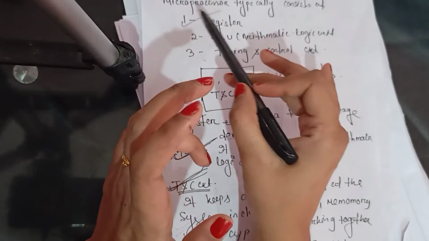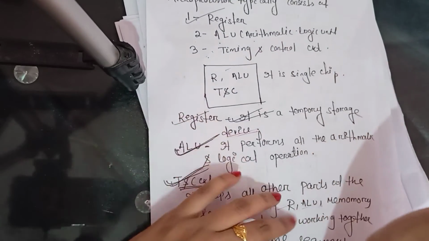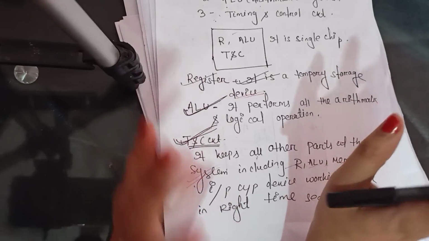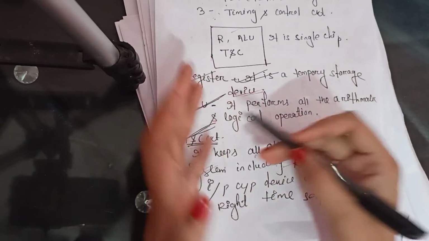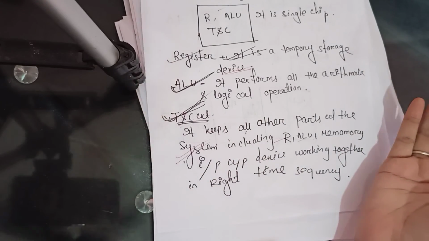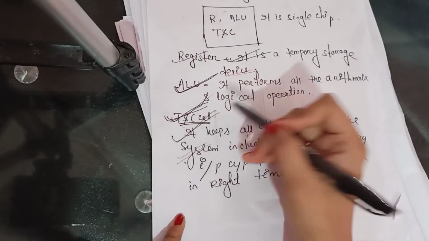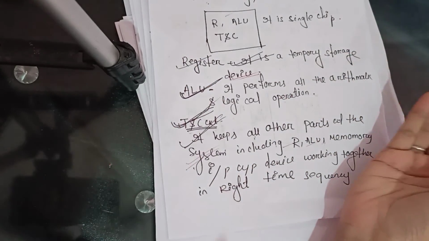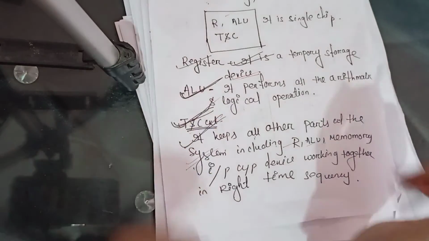Components of microprocessor. Your microprocessor typically consists of registers, arithmetic logical unit, and timing control circuit. The register is a temporary storage device, and your arithmetic logic unit performs all the mathematical operations, and your timing and control unit always helps other devices to work together in the right time sequence. It always helps the other devices to do any function at a particular timing sequence and work together.